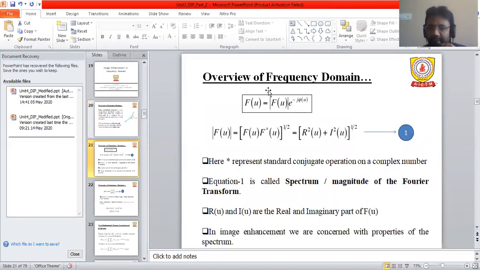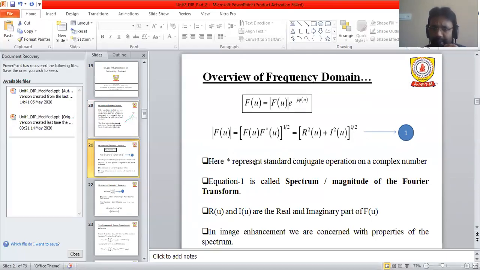Now, once we have this overview of the frequency domain, F of u is equal to mod of F of u multiplied by e raised to the power minus j phi of u. Mod of F of u we can calculate like this: F of u multiplied by F star of u, and the whole power 1 by 2. When we take the mod, we have the square root of the real part squared plus the imaginary part squared. This is equation number 1.